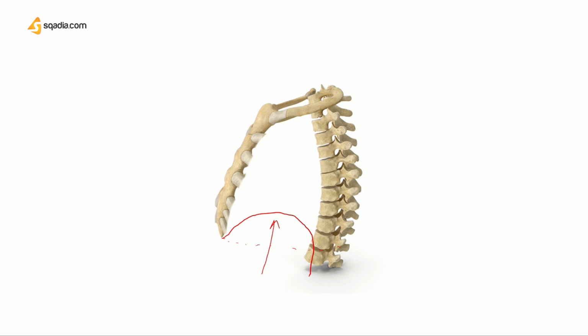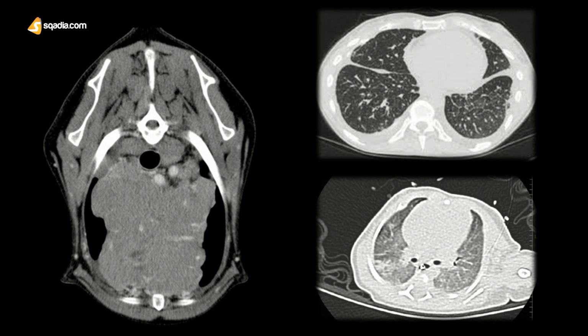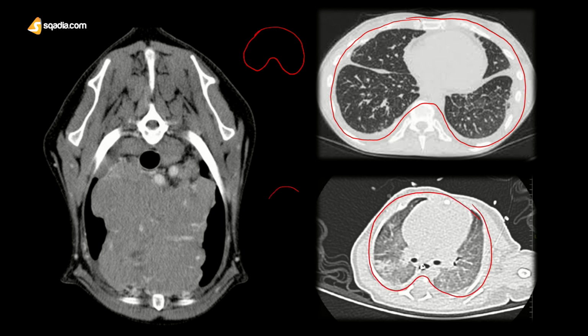So now let's look at the transverse sections. When we talk about the shape of the thorax in transverse section, we can see that the shape of the thorax in the adult human being is kidney-shaped. So you can see right here the shape of the thorax. This is a kidney over here. Now, when we look at the shape in infants, it's more circular, as you can see. So it's more like this.